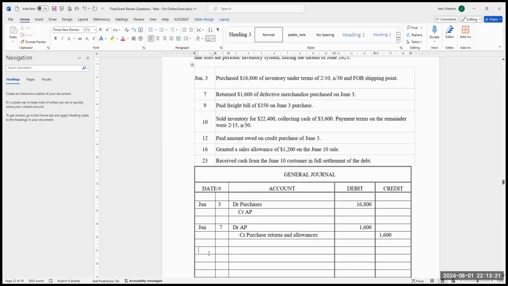Then we're going to pay the freight, which will be on June 9. We're going to pay the freight, and that will be a debit to freight-in. And we're going to pay the freight in cash, with cash. And that freight is $350.